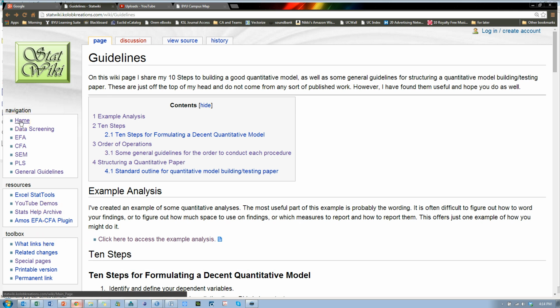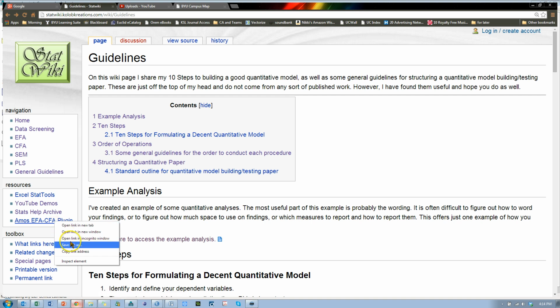Amos, EFA, CFA plugin right there, and resources. Down. Resources. Down. Up. Oh, here, right here, on the sidebar. I'm glad you guys know my wiki. You probably know it better than I do. So here's what you do. You don't click on it. You go right click, save link as.